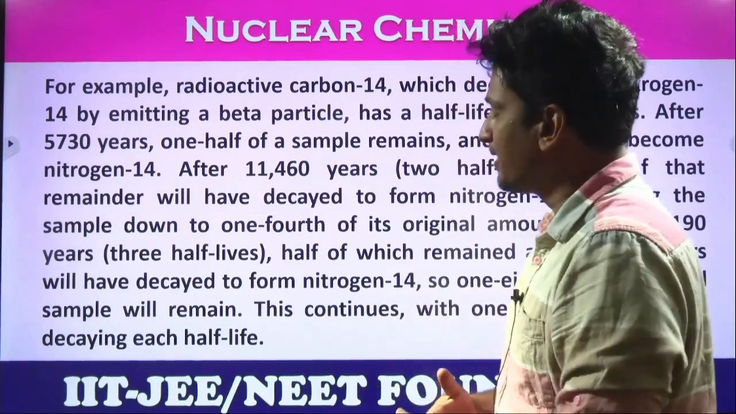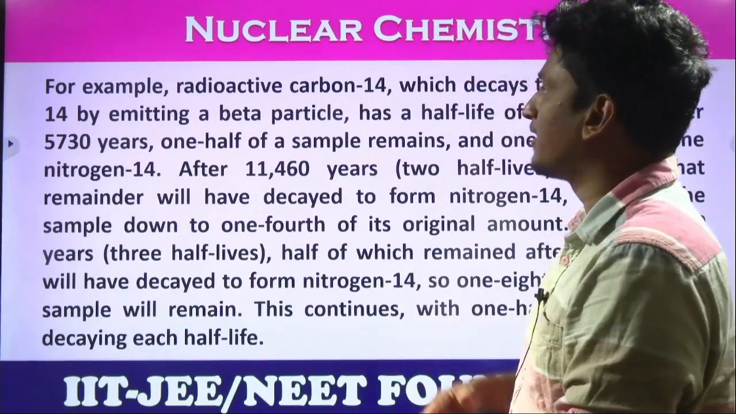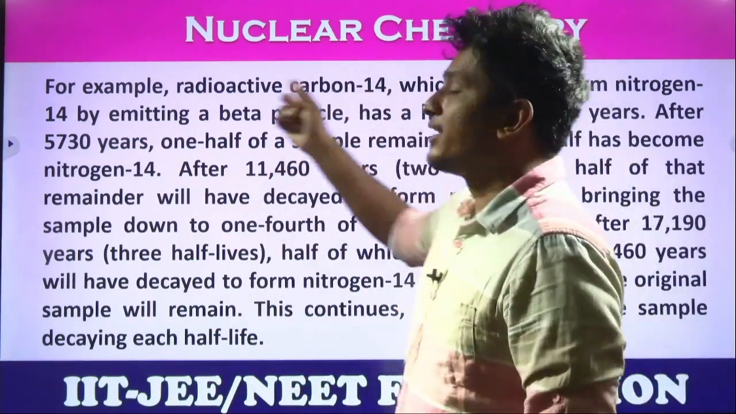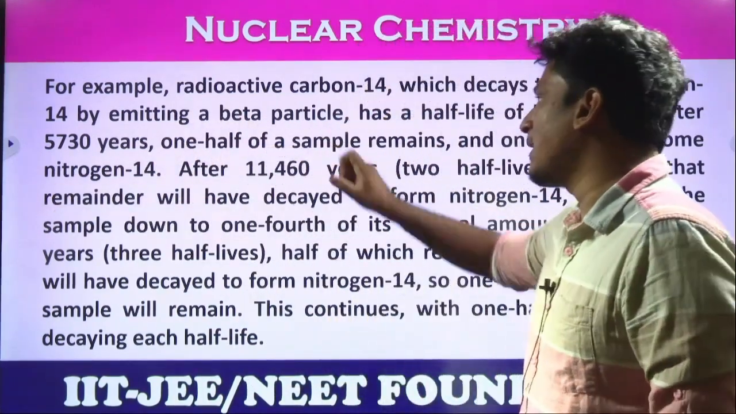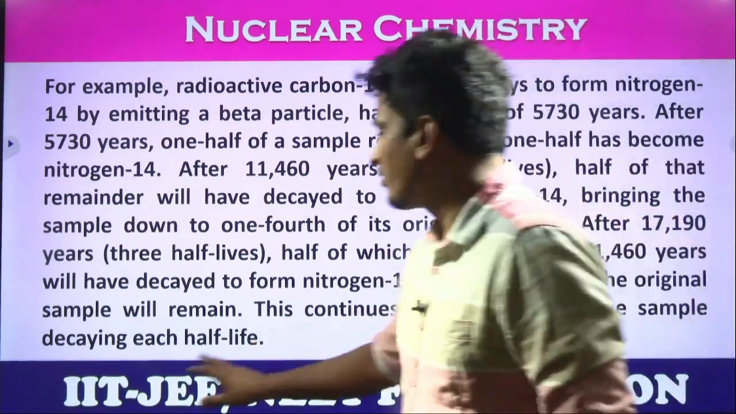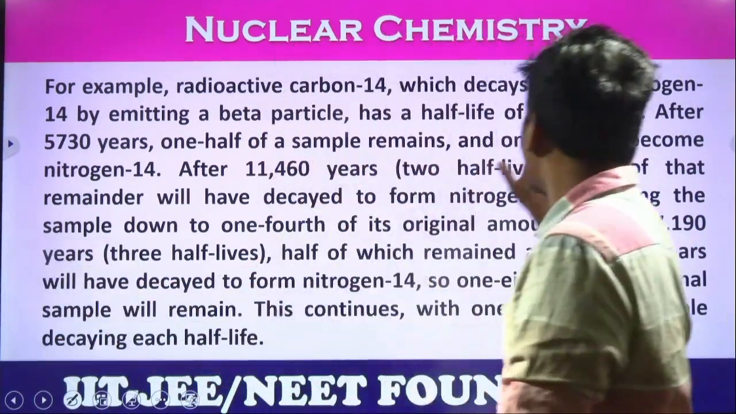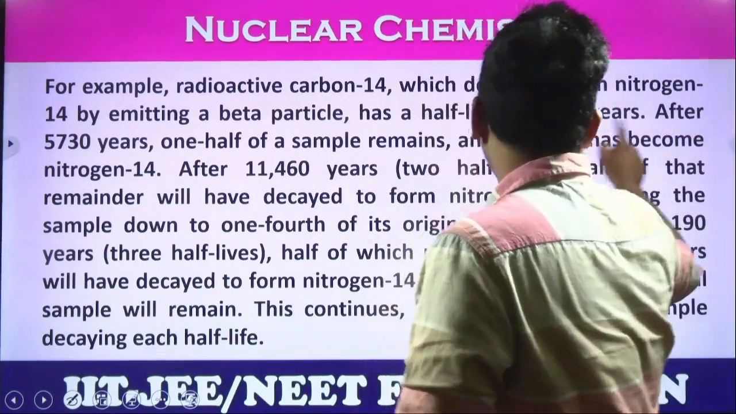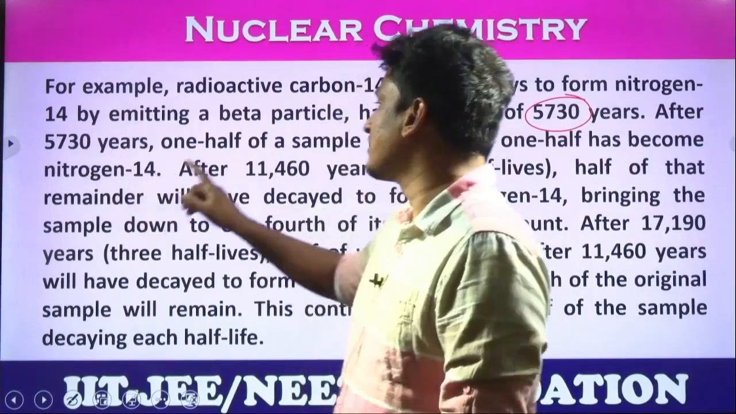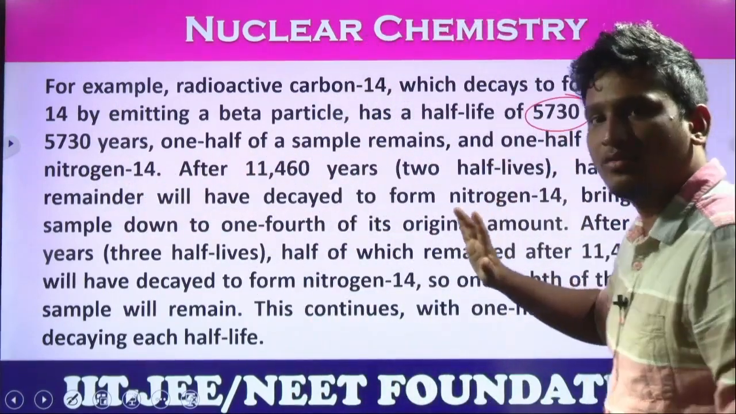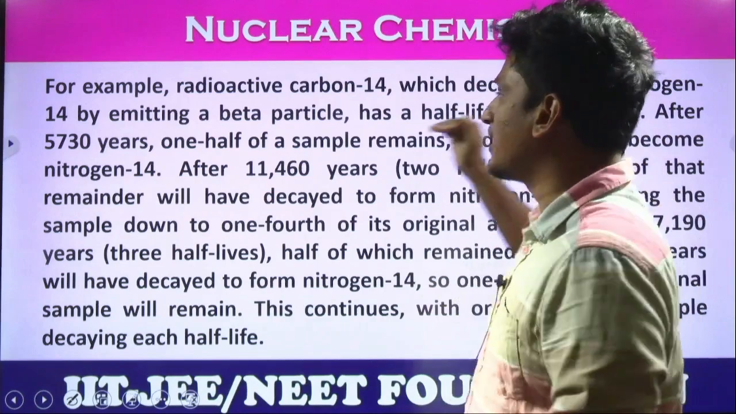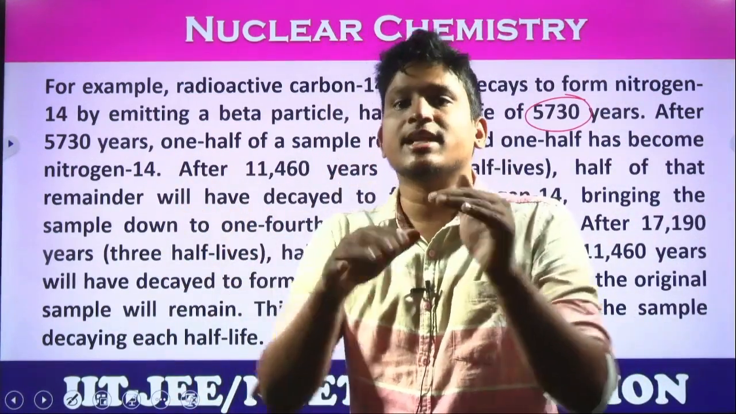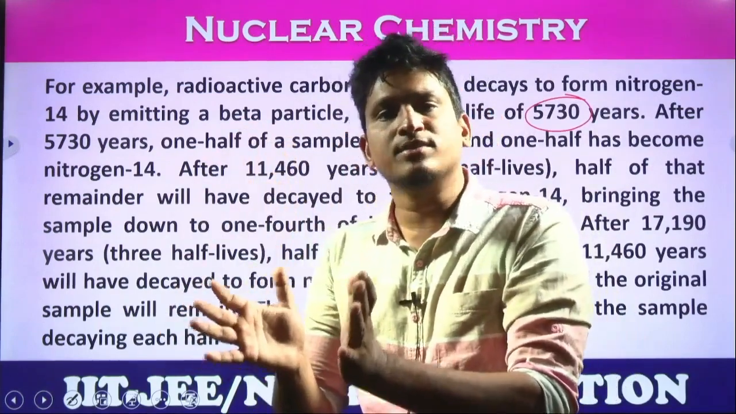Listen. For example, radioactive carbon. Carbon-14 is a radioactive material, C14, which decays to form nitrogen-14 by emitting a beta particle, and has a half-life of how much? Look at the half-life here: 5730 years. First half-life. And after 5730 years, one half of the sample remains. And one half has become nitrogen-14, right? Out of 100% sample, one half becomes nitrogen-14 and the remaining half remains carbon-14 only.